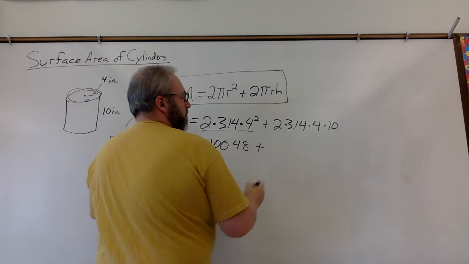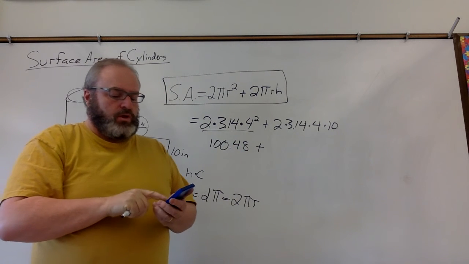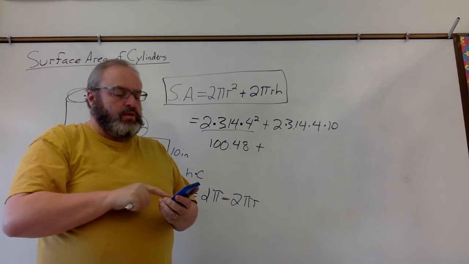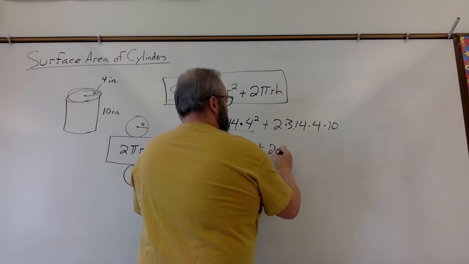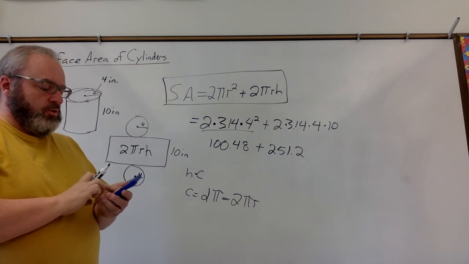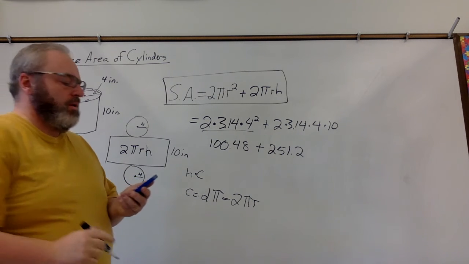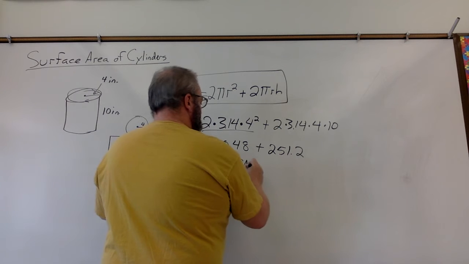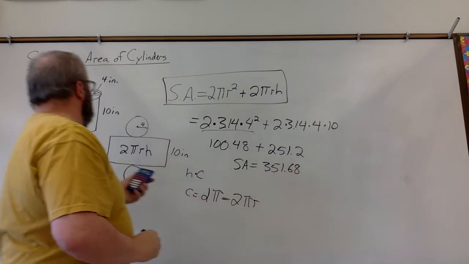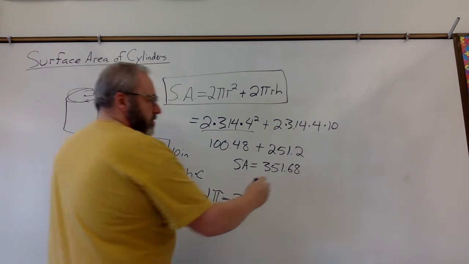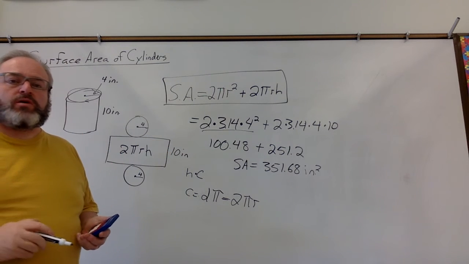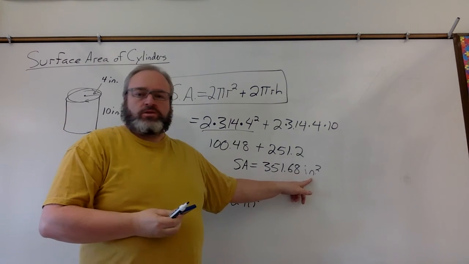100.48, plus over here 2 times 3.14 times 4 times 10, 251.2. And if we add those two numbers together, we get a surface area of 351.68 square inches. Surface area is an area, it's not a volume, so it's not cubic inches, it's square inches.